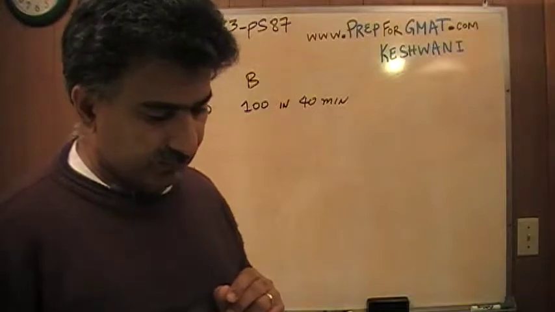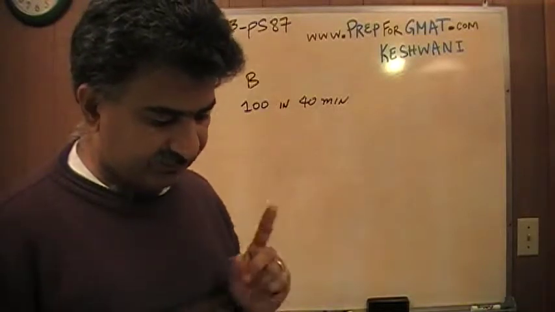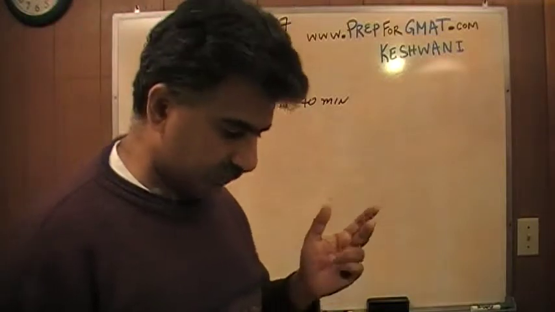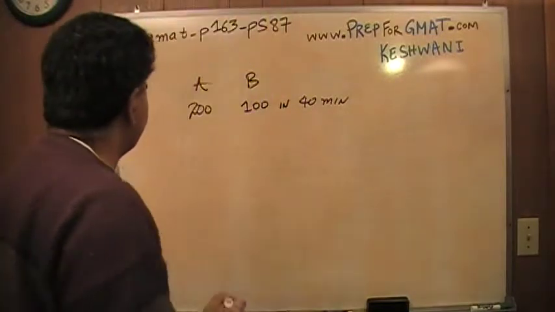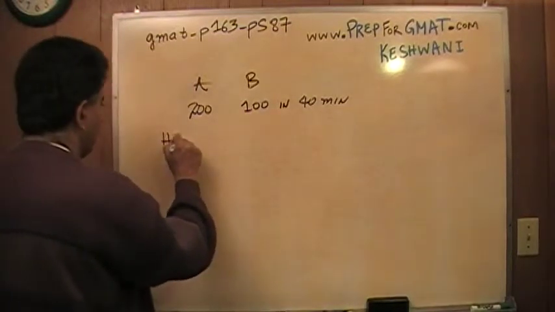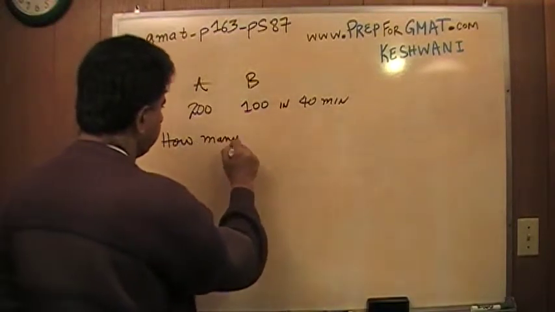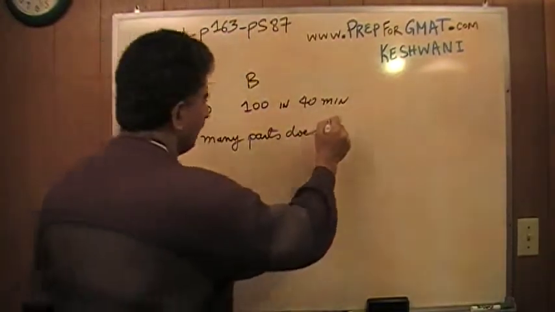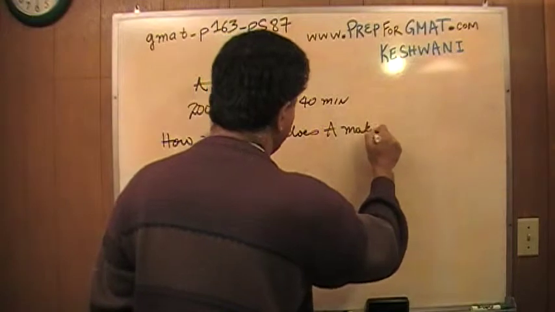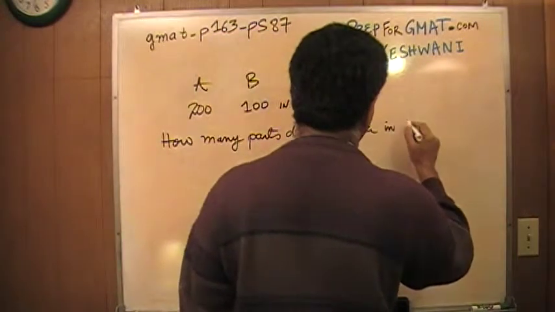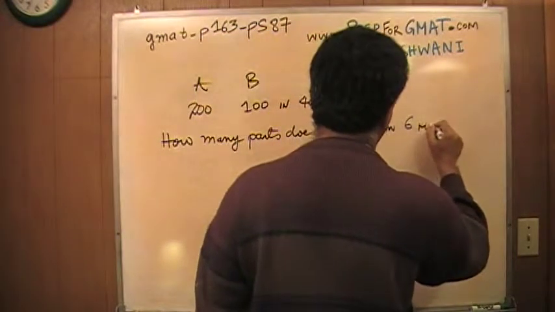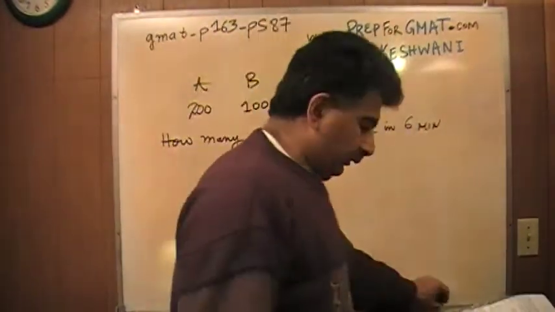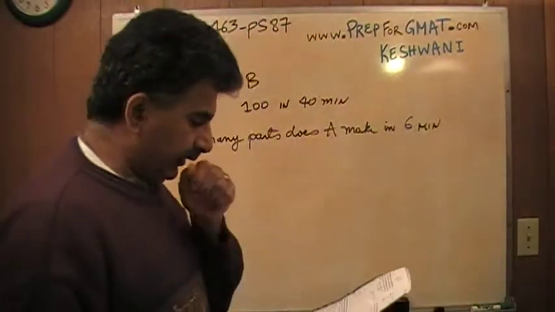So that's it. If each machine produces parts at a constant speed, how many parts does A produce in 6 minutes? So we have to figure out how many parts does A make in 6 minutes. So you can set it up.